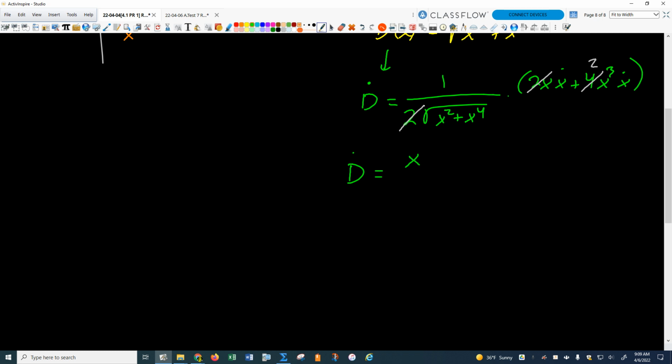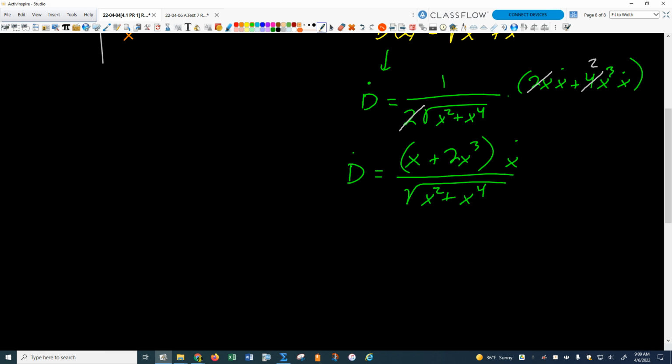And then I would just end up with x plus 2x cubed times x dot on the top, and on the bottom, the square root of x squared plus x to the 4th, right? Okay, and that's all stuff I know.